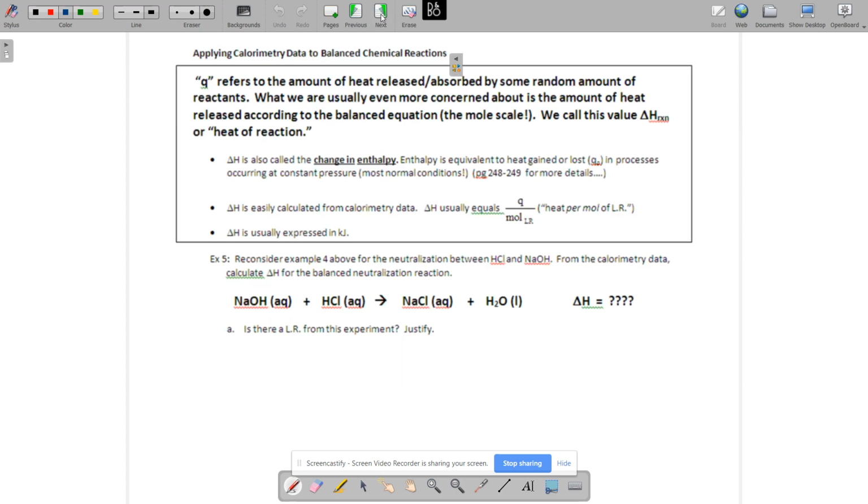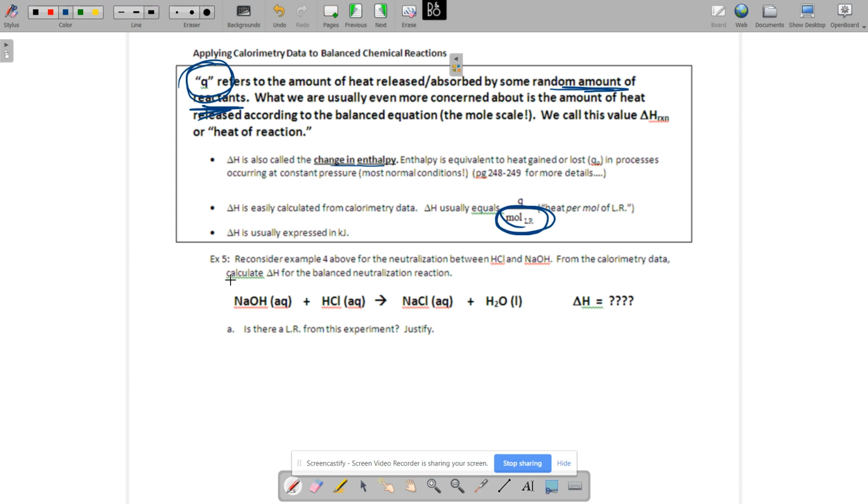So good so far. Now probably the second most important thing I'm going to say. We've been talking all about Q, and Q is the amount of heat released or absorbed by your random amounts in your experiment. What is delta H? Now I'm going to ask you to solve for delta H for this reaction. That's called the change in enthalpy, and it's basically the same thing as Q, the heat gained or lost, but it's per mole of limiting reactant. Another way to say it is, it's per the balanced equation.